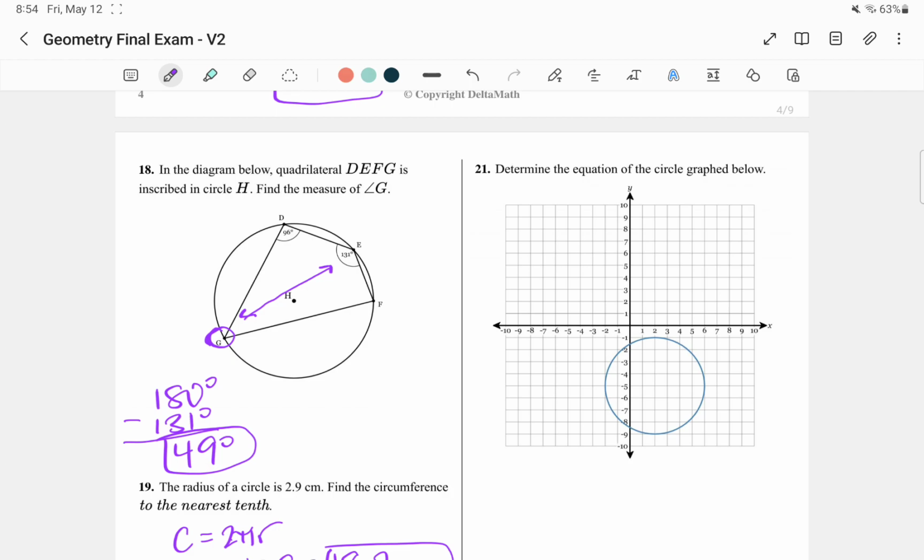I am a little sick today, so excuse that stuffed nose, but let's get into number 21. It says determine the equation of the circle graphed below.